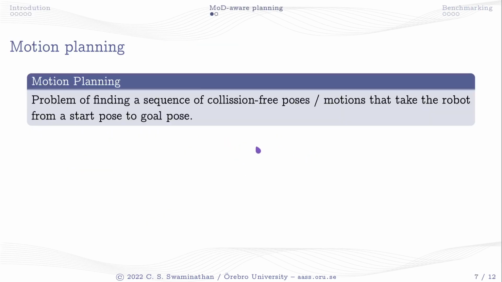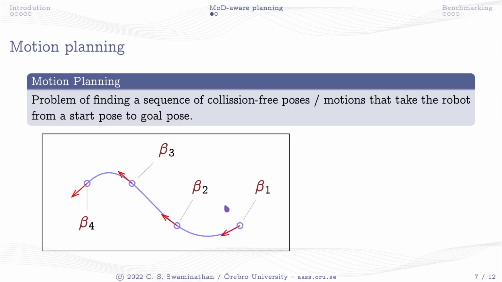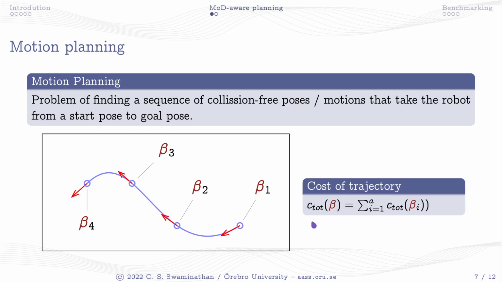Motion planning is the problem of finding a sequence of collision-free poses or motions that take the robot from start to goal pose. Of course, let's have a 4-point trajectory. This might be a part of a motion plan or an entire motion plan. What is usually done is that the costs at these individual trajectory points is summed up to obtain the cost of a trajectory.